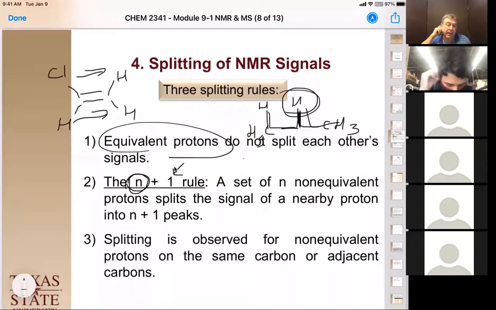Okay. And therefore, we need to have that rule. We'll see 1 peak split into 2 peaks, 3 peaks, 4 peaks, sometimes 20 peaks. It depends on how many hydrogens you have within 3 bonds.